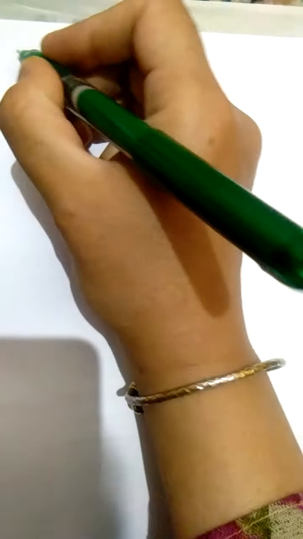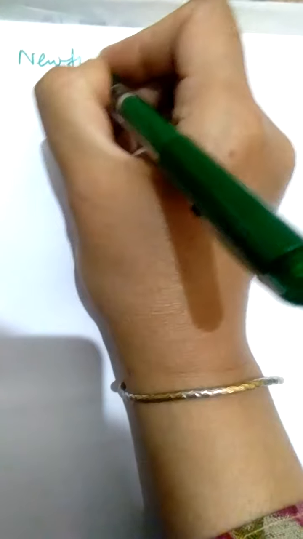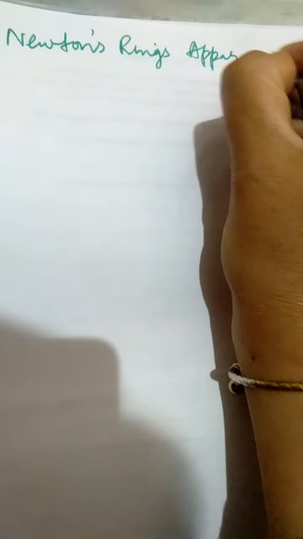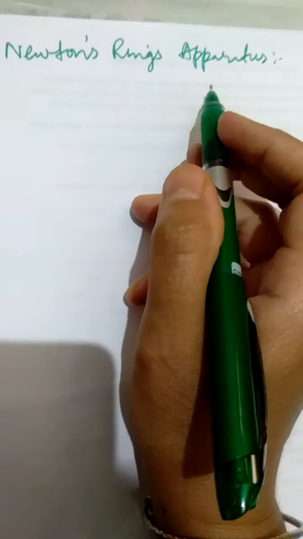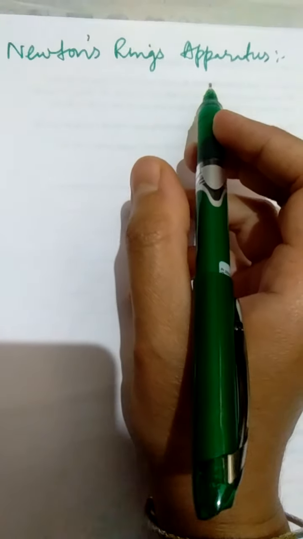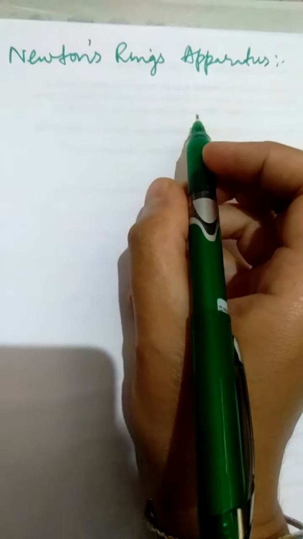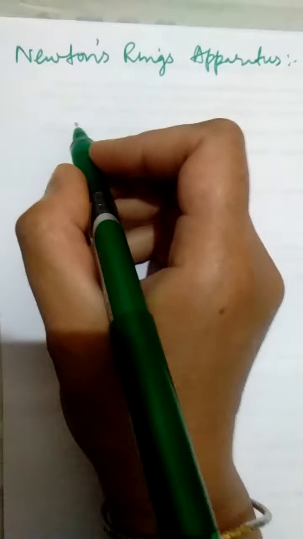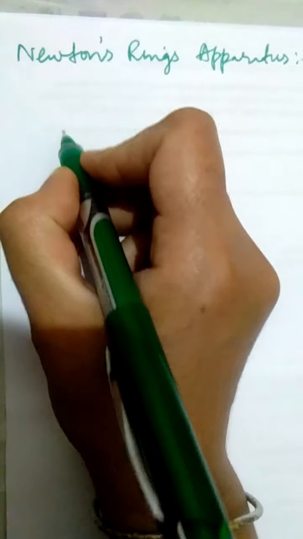Dear students, today we will be discussing Newton's rings apparatus. It is an arrangement and experimental setup with which we are able to obtain the interference pattern, again by the scheme of division of amplitude or division of intensity, right? So the entire experimental setup goes like this.